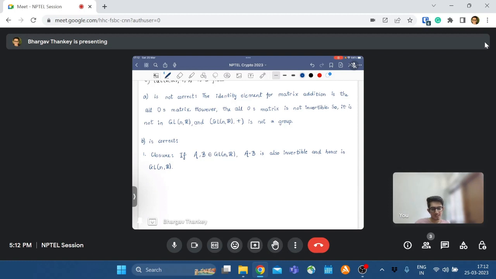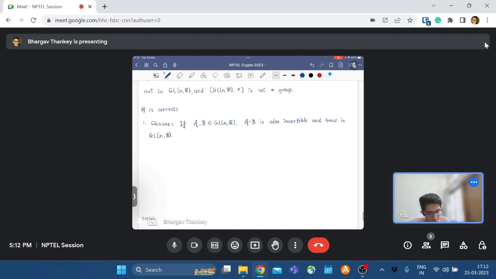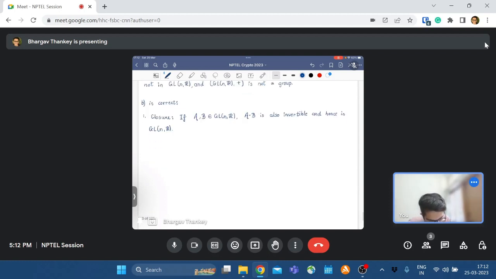Right. So the determinant of A times B is just the determinant of A times the determinant of B, and since A and B are invertible, the determinant of A is non-zero and the determinant of B is also non-zero, right? So the determinant of AB would also be non-zero, and it would also be invertible. So closure is fine. What about associativity?